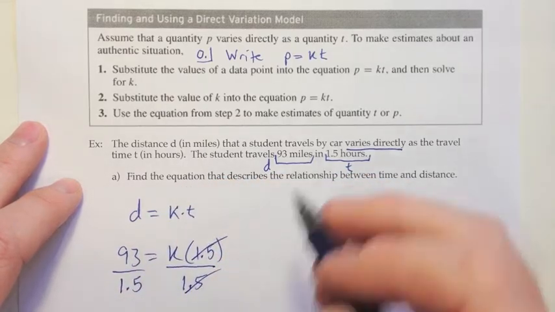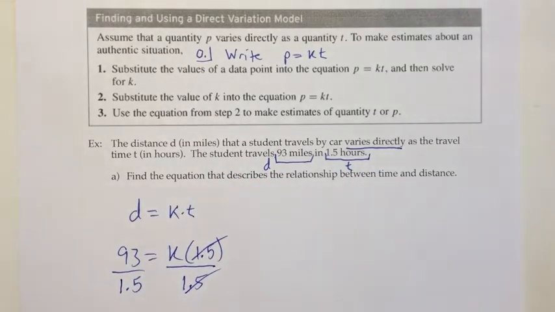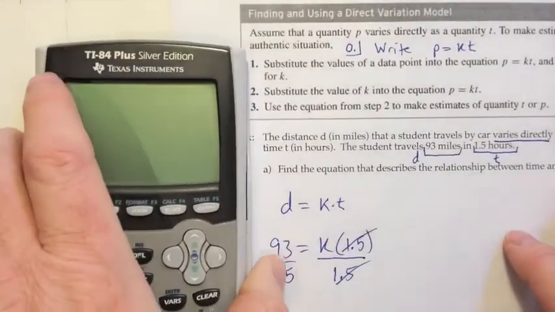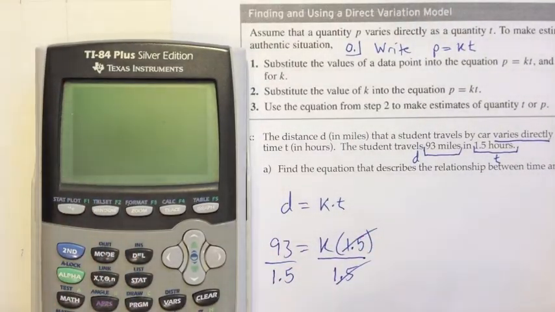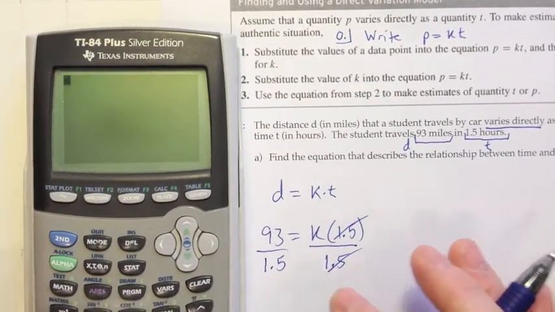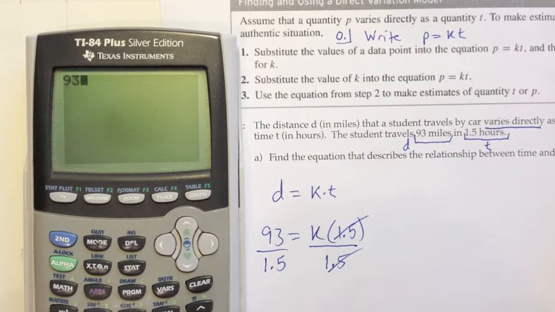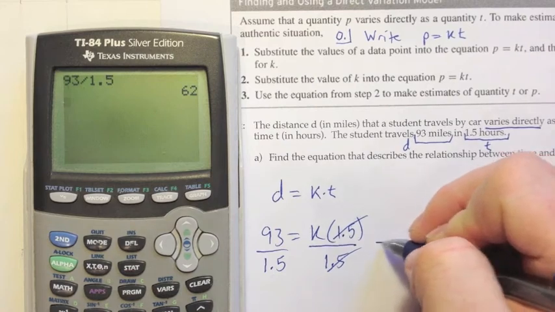and those would cancel off. And then let's go ahead and see what we get for k when we do that. Whenever we have a decimal, I think it's reasonable to go ahead and divide and give another decimal. So 93 divided by 1.5 actually turns out to be a rather nice number.